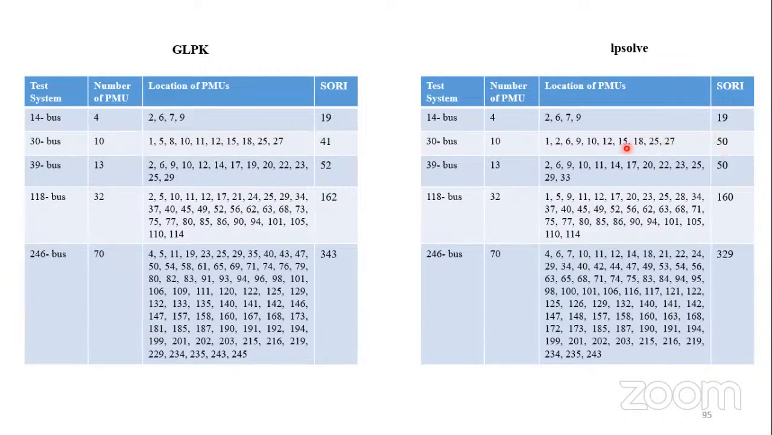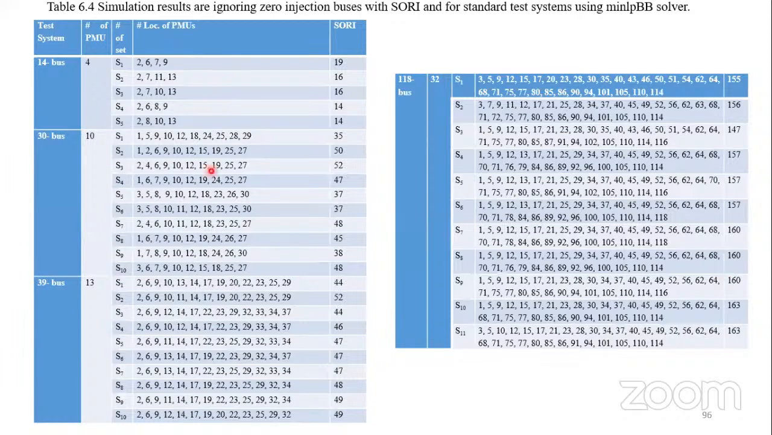So this is the solution with the help of GLPK. We are not getting optimal, but in some cases it is okay, because as you are seeing, for the 246 bus system, GLPK is better. It is giving a 343 solution, but LP solve is not good because it is getting only 329. That's why we have chosen all the solvers in order to solve, right?